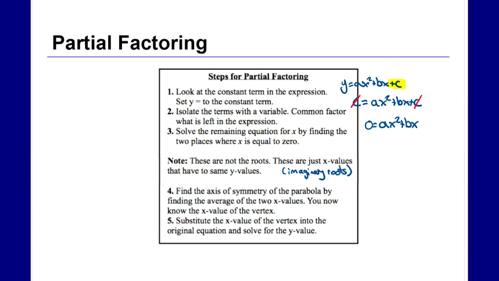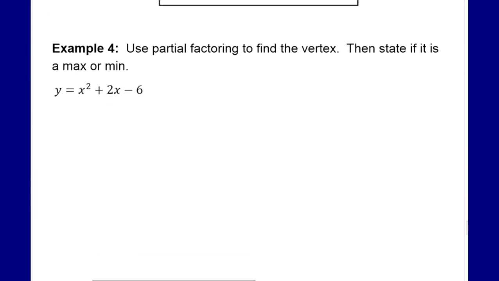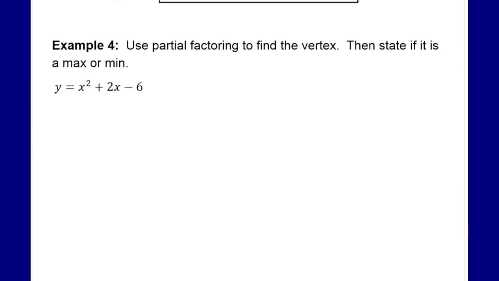Once we find those two imaginary roots, we find the axis of symmetry, so finding the middle value, and then we use that to plug back into the original equation and solve for y. So again, we'll take a look at this, and we'll take a quick look after at Desmos, at a few graphs, just to see why this makes sense and why we can do this.